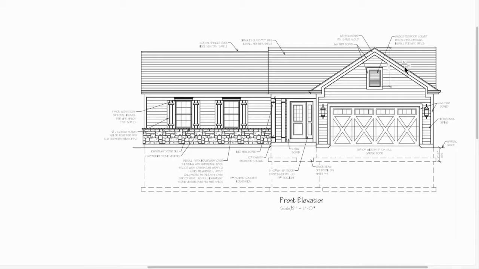This little triangle over here is telling you the roof pitch of the garage door. We'd have to look on one of the side elevations to get the roof pitch of the main house.